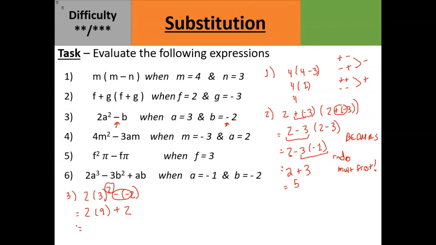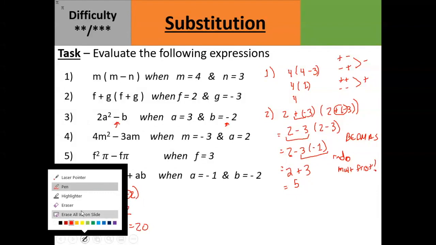So you do 2 times 9. Exactly. So that's going to give me the 18 plus 2, and 20. Then my final answer is going to be 20. Yep. Any questions? I'm going to erase the slide. Okay.